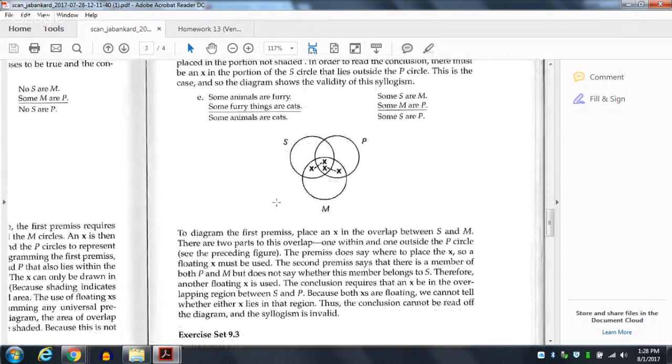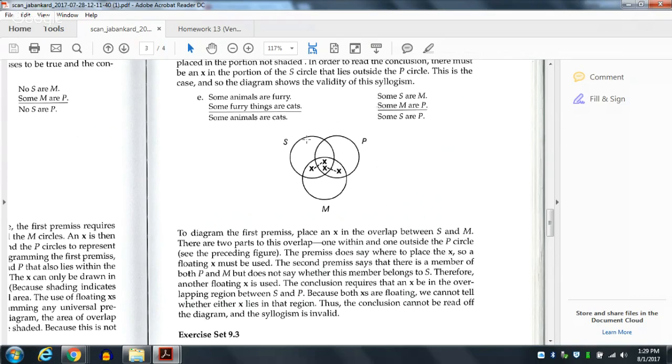Sometimes there are statements, like I and O statements, where we're not sure where to put the X, so you have to draw a line connecting. Here you have: some animals are furry, some furry things are cats, some animals are cats, right? All I claims. When I say some animals are furry, that is between S and M. S is animals, P is cats, M is furry, right?